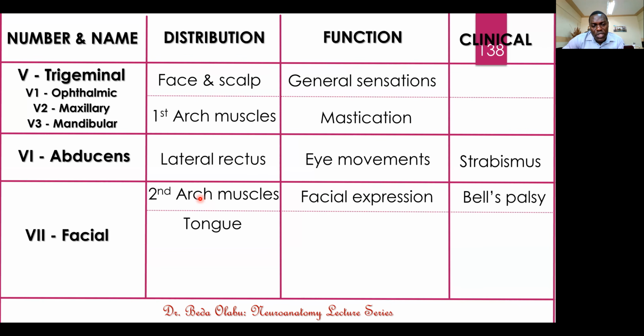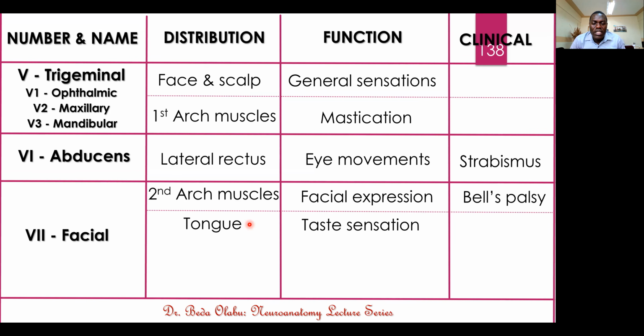Facial nerve, apart from going to muscles of facial expression, also goes to the tongue. And this is specifically the anterior 2/3 of the tongue. The target here is not for general sensation, but for special sensation. Taste is a special sensation. If you remember the introduction, I told you that sensations are divided into general and special sensations. So taste is a special sensation.